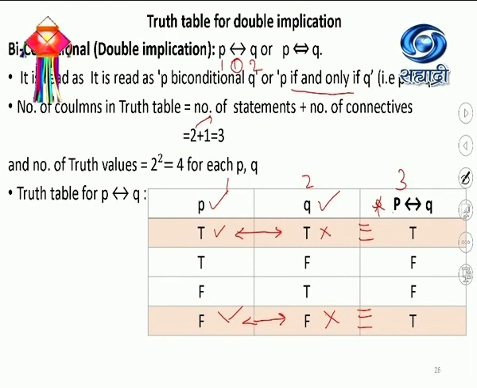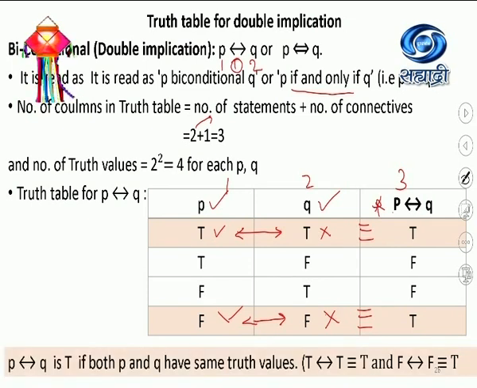See how simple it is to remember. So to enter the values in the third column, you will use the hint that T if and only if T is T, or F if and only if F is T. That means both P and Q must have the same truth values to give you the true value in the P if and only if Q column.